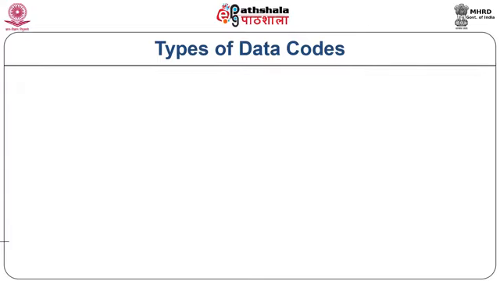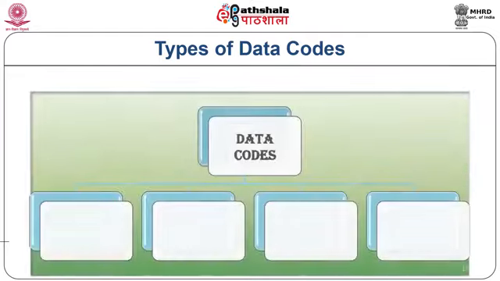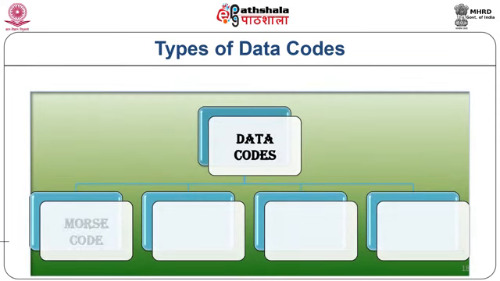Now, when we have known about the definition of data codes, let us discuss the different types of data codes. Majorly, there are 4 types. Morse code.